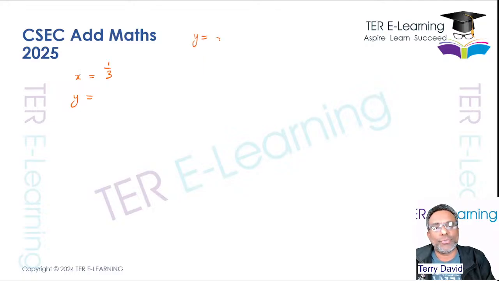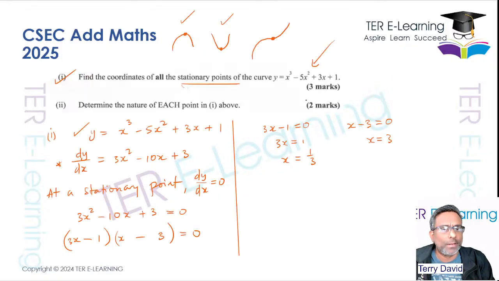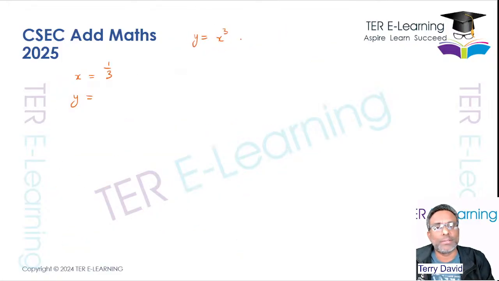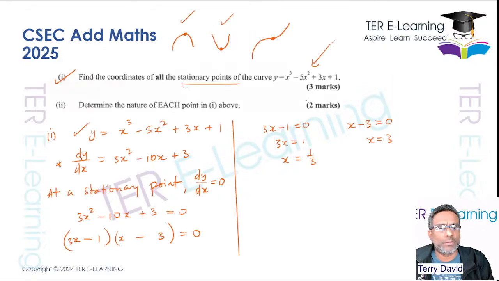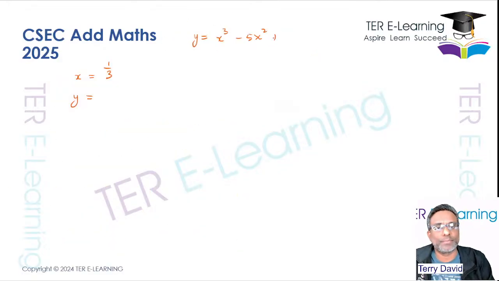Y is equal to x cubed minus 5x squared plus 3x plus 1, right? So in this case, we're going to substitute. So this is going to be (1/3) cubed, right, minus 5x squared, right?